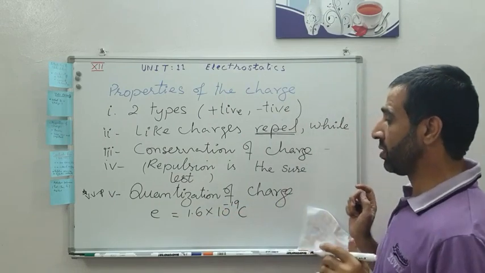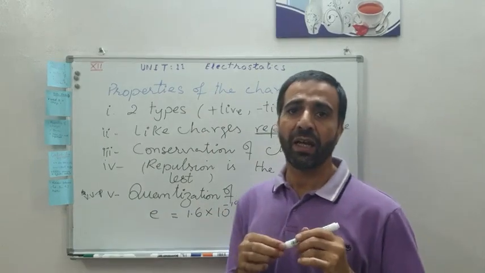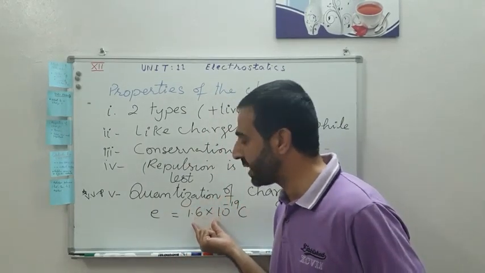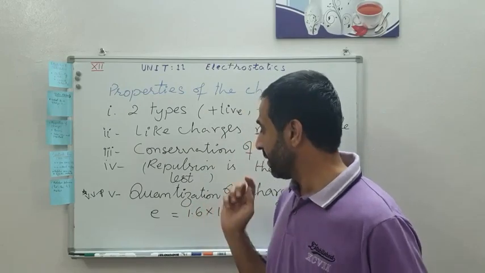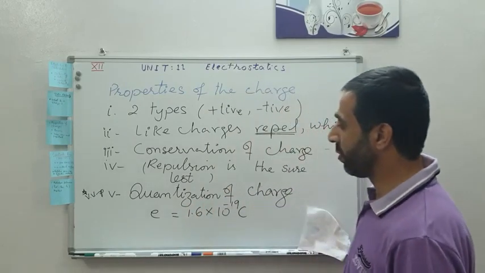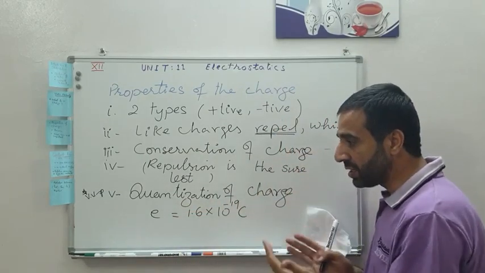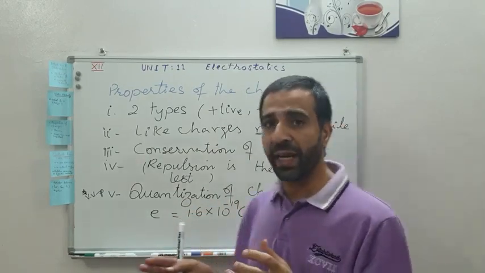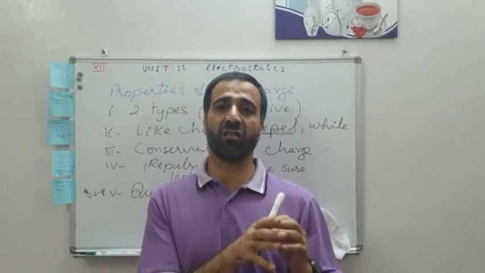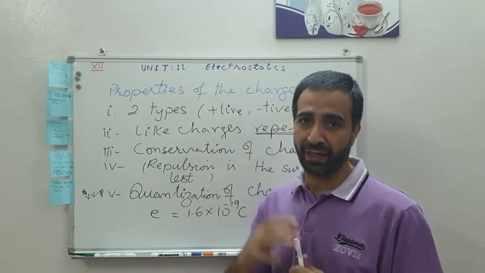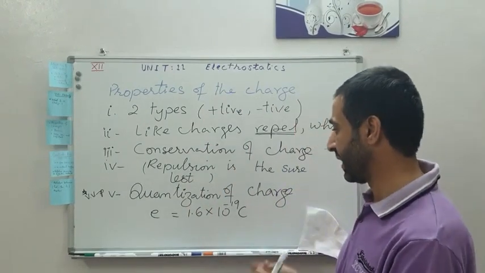Right? So the charges on the body will always be integral multiple of this number. Remember, that is, you can have 2e charge on a body, you can have 3e charge on a body, you can have 4e charge on a body, but it can only be integral multiple, not half integral multiple or a fraction.